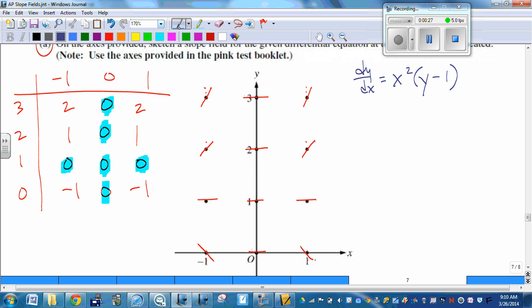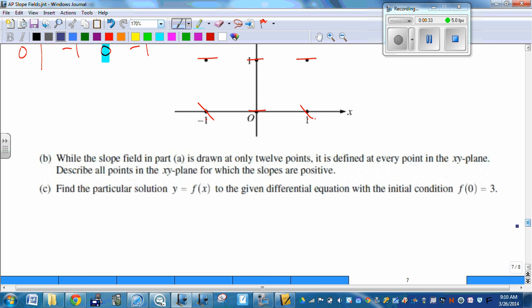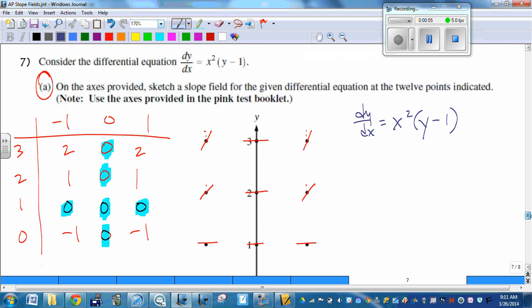Now, we can tie this in a little bit with question B. Part B asks us, while the slope field in Part A is drawn at only 12 points, it's defined at every point in the xy plane. So no matter what point we choose to put in, we're going to get a slope out. Describe all the points in the xy plane for which the slopes are positive. So we're going to figure out, or describe, when the slopes are positive.